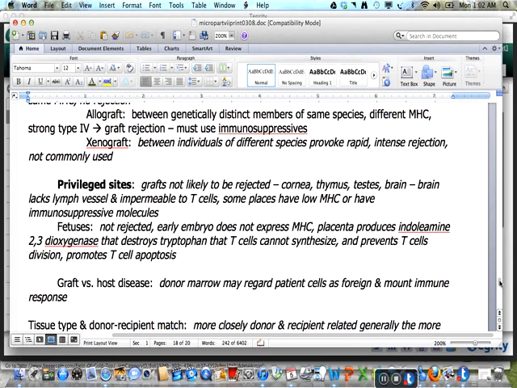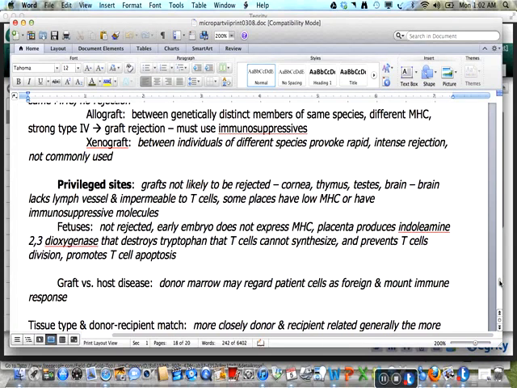Fetuses are not rejected. The early embryo does not express the MHC, and the placenta produces indoleamine 2,3-dioxygenase that destroys tryptophan, which T cells cannot synthesize. This prevents T cell division and promotes T cell apoptosis.